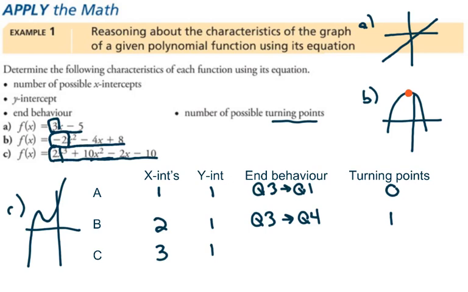Looking at turning points, we have one right here and a second one right here. So we could have 2 turning points. I know I skipped over end behavior, but that's okay. 2 turning points. End behavior, looking at the left side in quadrant 3 and the right in quadrant 1.